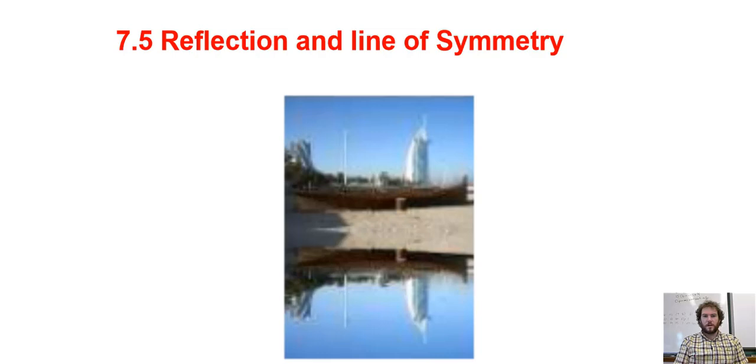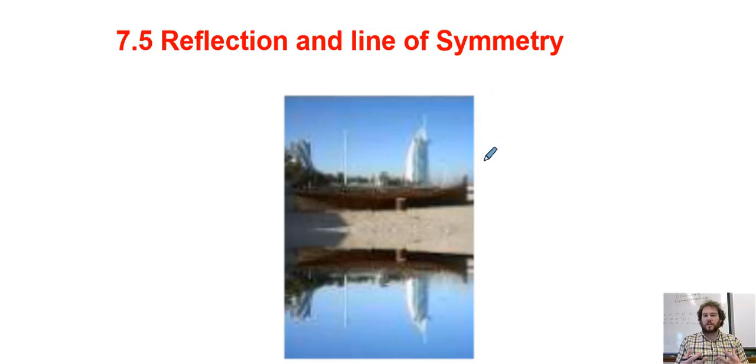In today's video we are going to be looking at transformations. So the first type of transformation we're going to look at is reflections and the line of symmetry. So the word symmetry, you may have heard it before, but to be symmetrical is to look the same on both sides. And there's all kinds of examples of symmetry in our day-to-day lives, right?